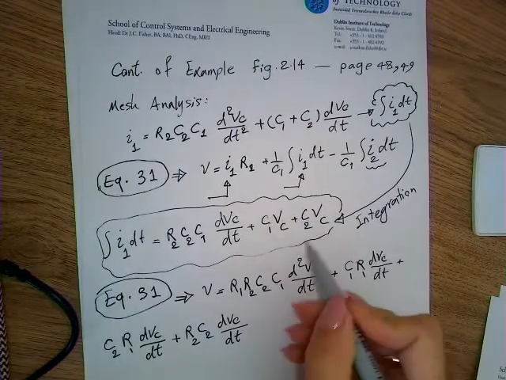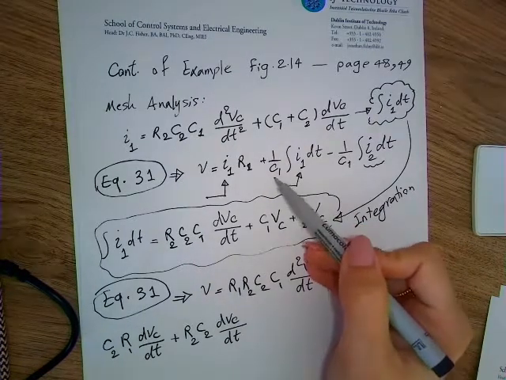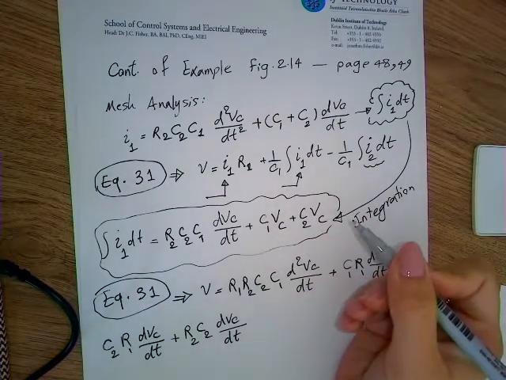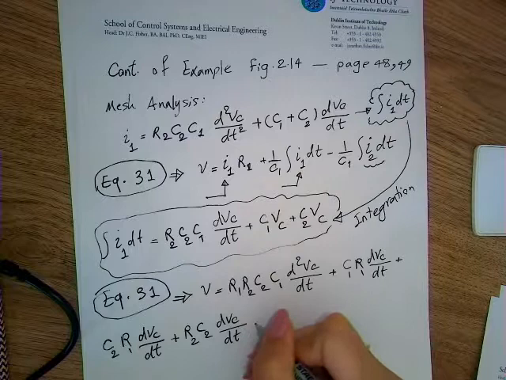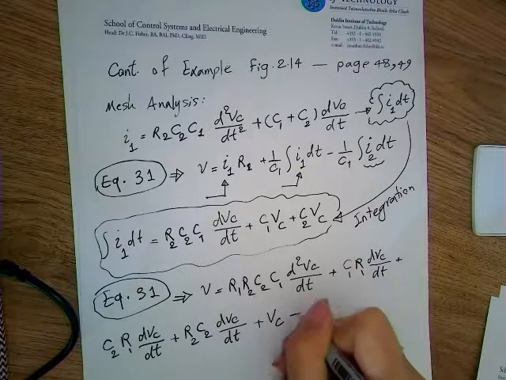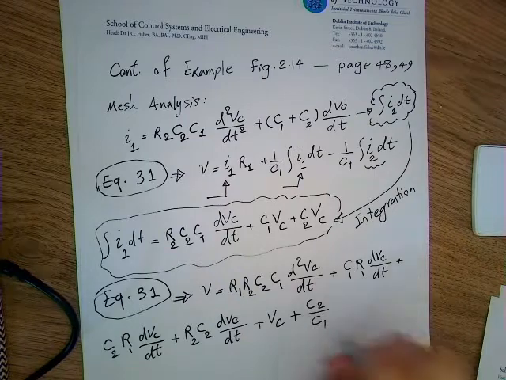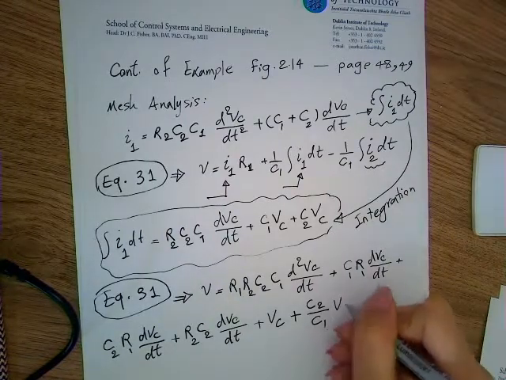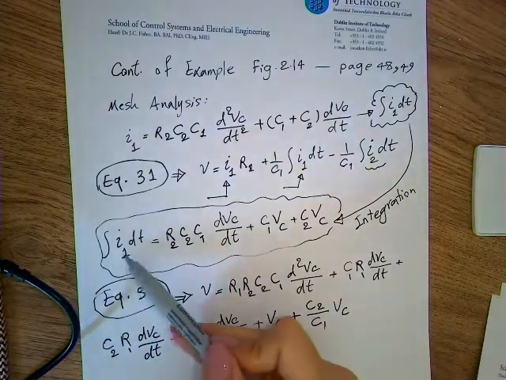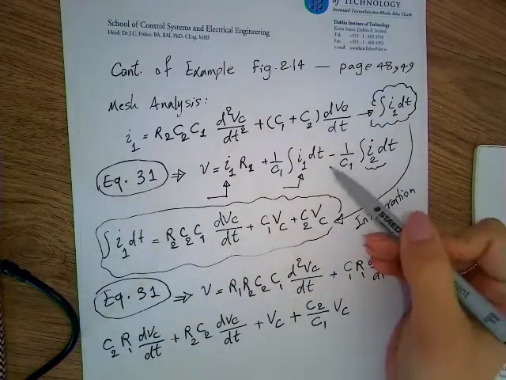Now for the second and third part, I have C1 multiplying in them. So that C1 and this C1, they will cancel each other, and then I will have Vc. So I have Vc here, and then for the last part, I have C2, so it will be C2 over C1, and then I will have Vc here. So this will be the result of substituting the integration of I1 inside my equation 31 up to this point.